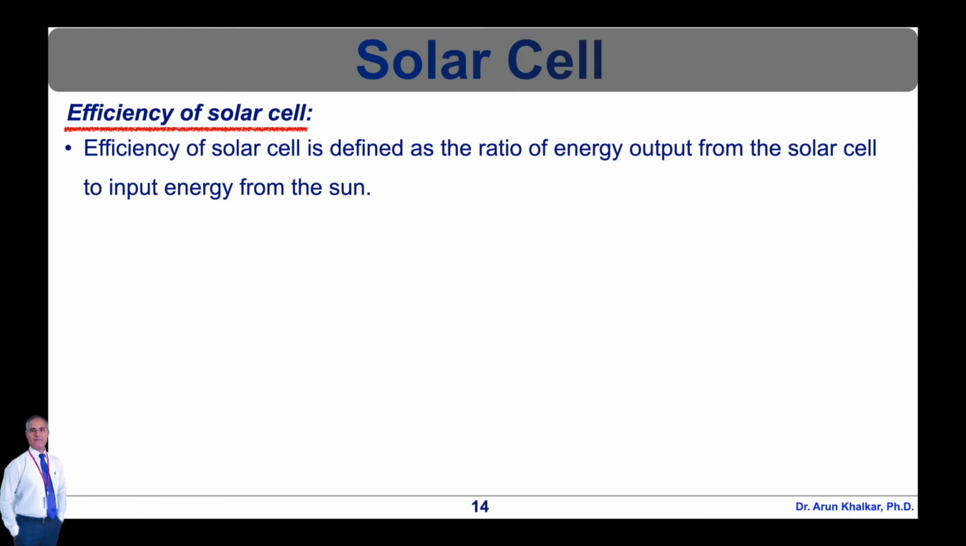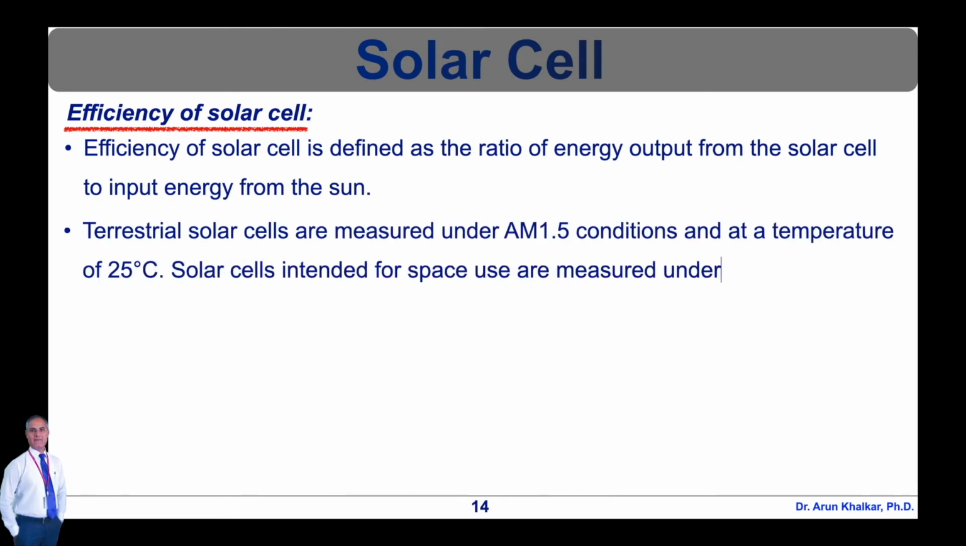Therefore, the conditions under which efficiency is measured must be carefully controlled in order to compare the performance of one device to another. Terrestrial solar cells are measured under air mass 1.5 conditions at a temperature of 25 degrees Celsius. Solar cells intended for space use are measured under air mass 0 conditions. What air mass 1.5 and air mass 0 are, we will discuss later on.